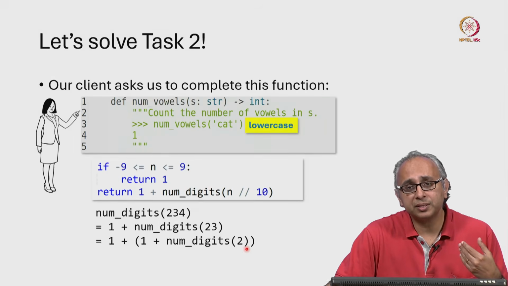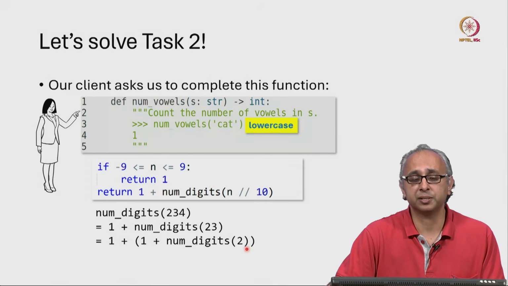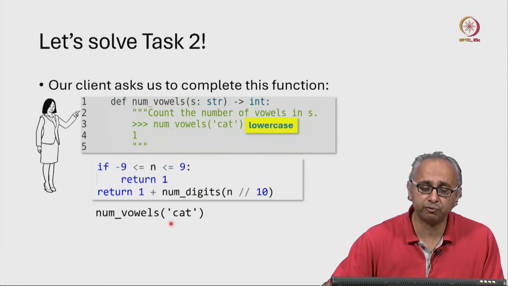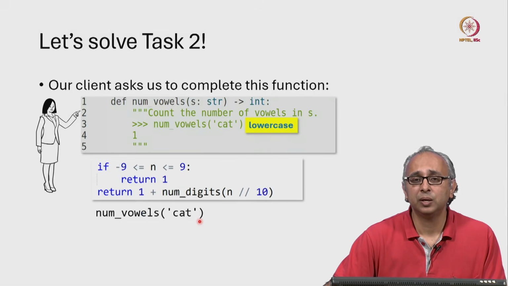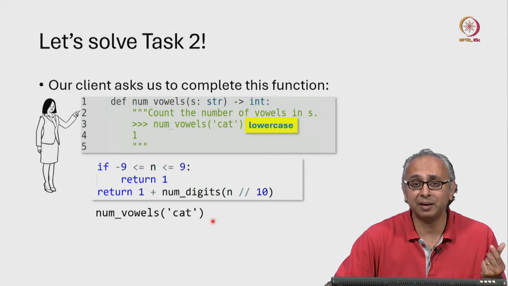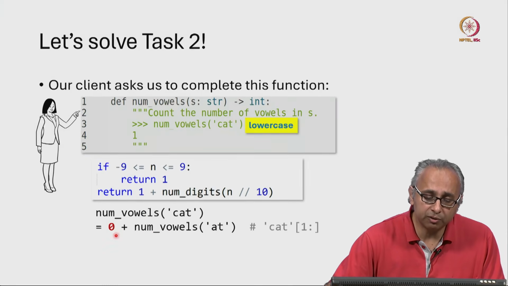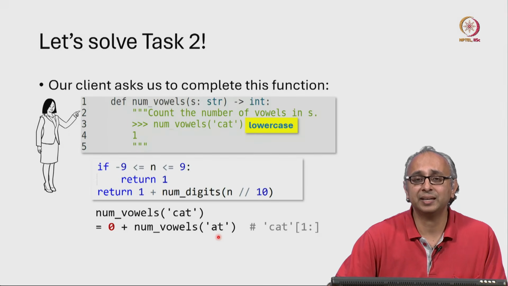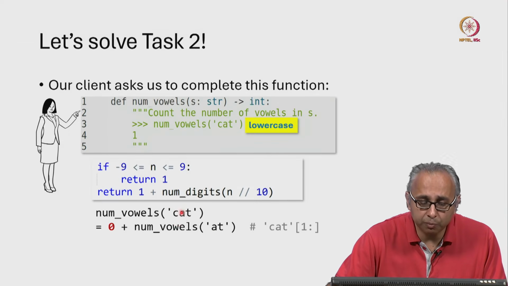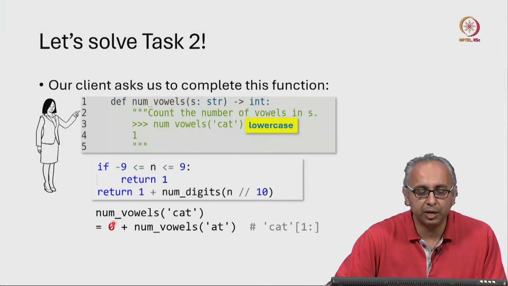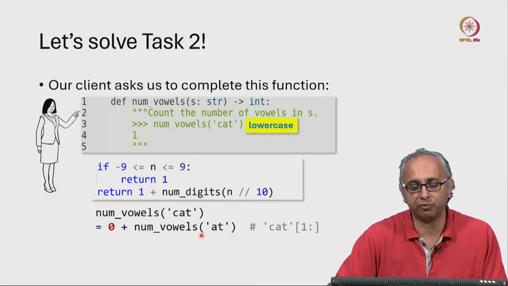We want to do something similar with vowels. So once again, let's think of a concrete example. Let's say we're calculating the number of vowels in cat. Well, we have to break this up into a smaller string, a substring. So how about, for example, we say it is 0 plus the number of vowels in at. Why 0? Because c is not a vowel. So it's not going to be exactly the same as this, but in this case, because c is not a vowel, we will say 0 plus the number of vowels in at.